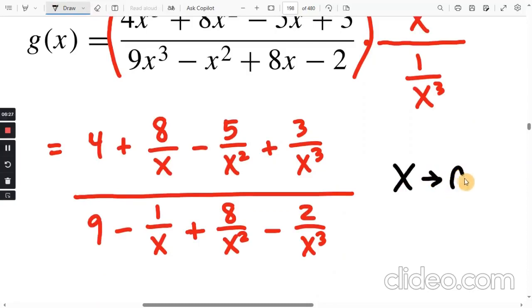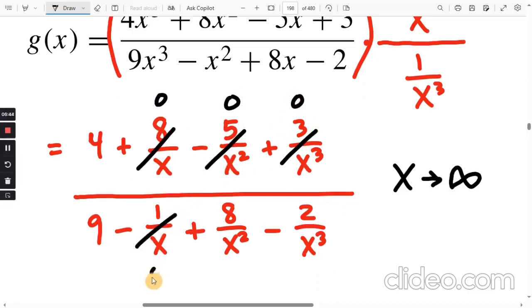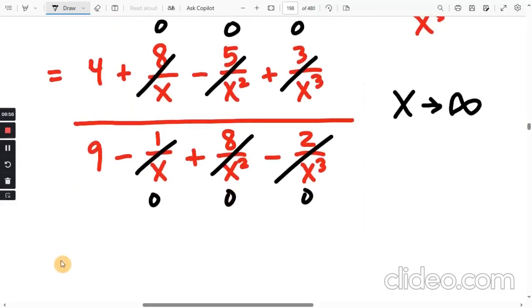As x approaches infinity, as x gets larger and larger, the denominator gets large, the numerator stays as is, the fraction goes to 0. Same here. Same here. X goes to infinity, fraction goes to 0. And what are we left with? 4 in the numerator, 9 in the denominator. So that's going to be y equals 4 over 9.